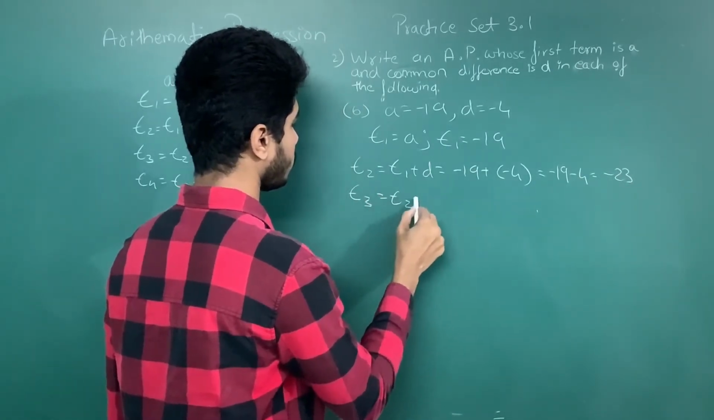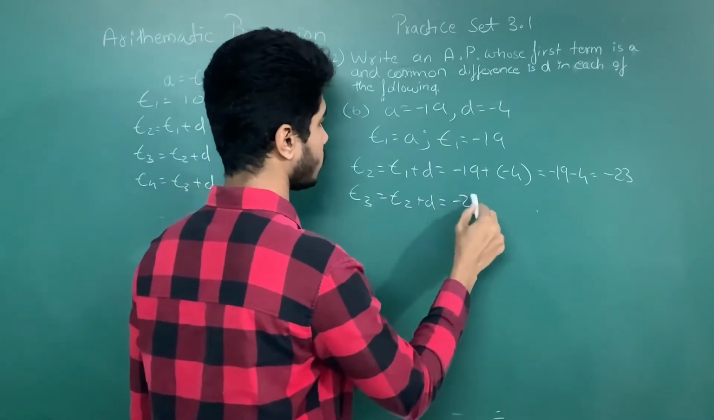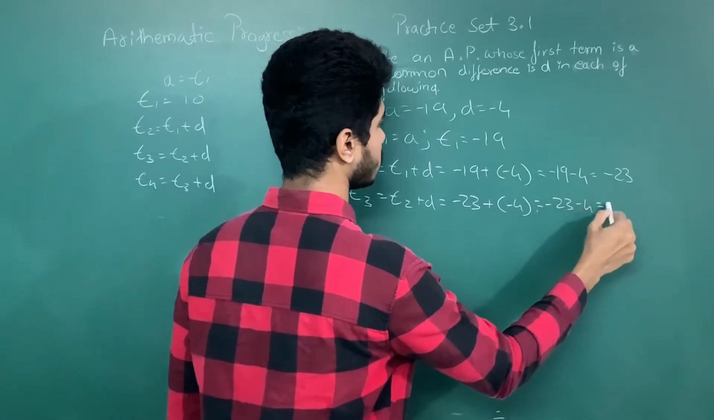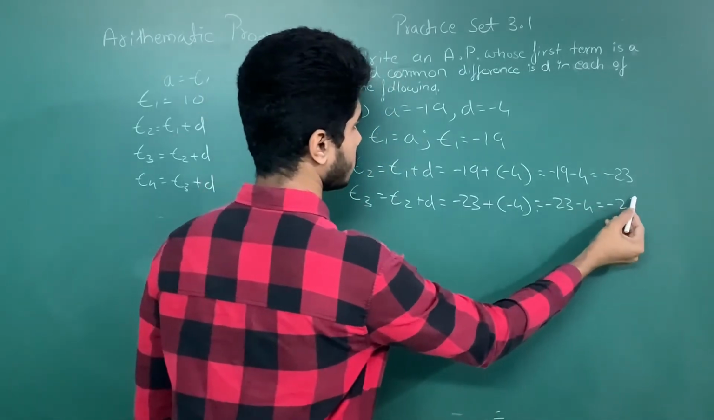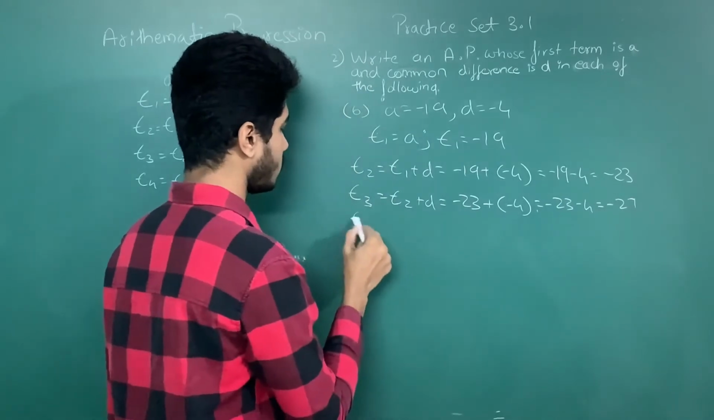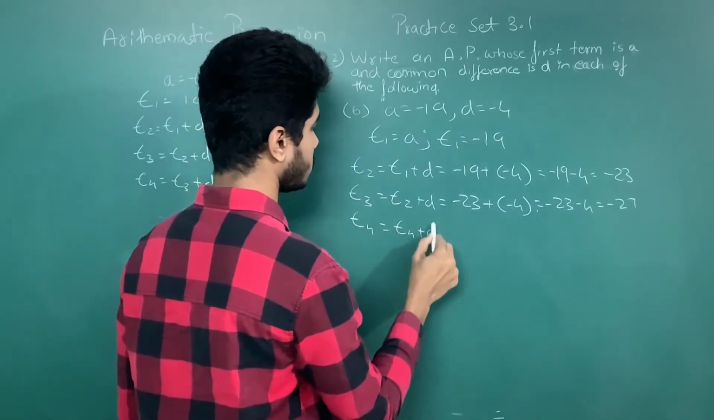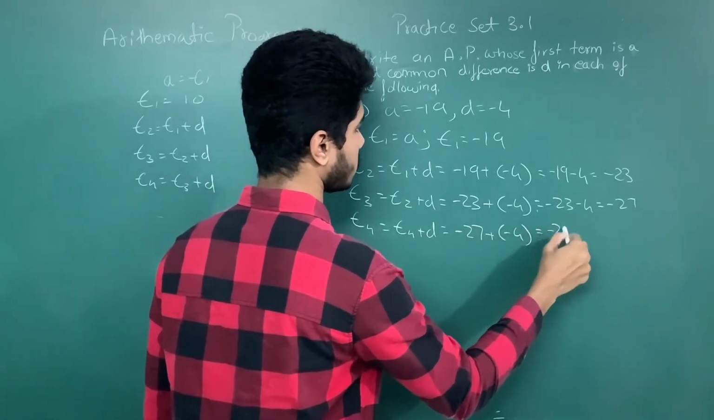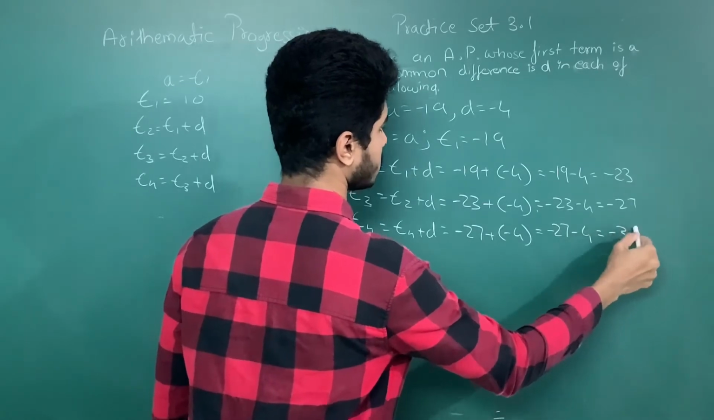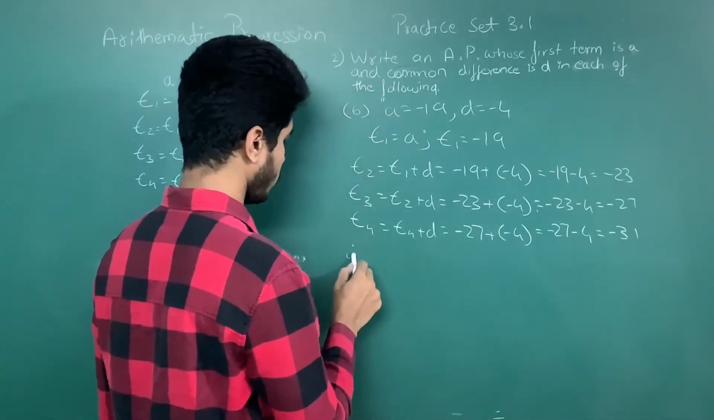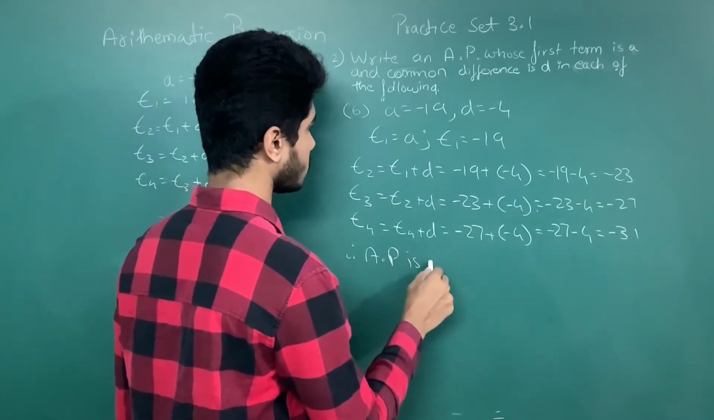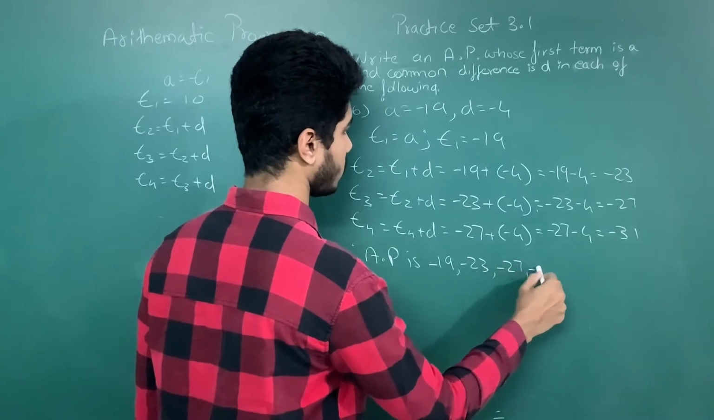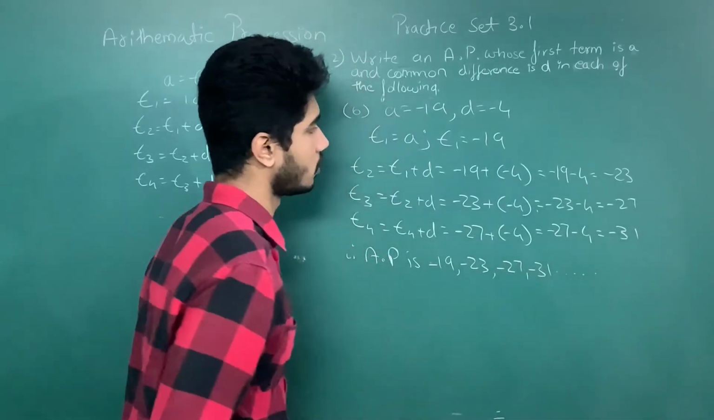T3 will be T2 plus D, which gives you minus 23 plus minus 4, minus 23 minus 4, which is equal to minus 27. T4 is equal to T3 plus D, minus 27 plus minus of 4, which gives you minus 27 minus 4, minus 31. So therefore, the AP is minus 19, minus 23, minus 27, minus 31 and so on.